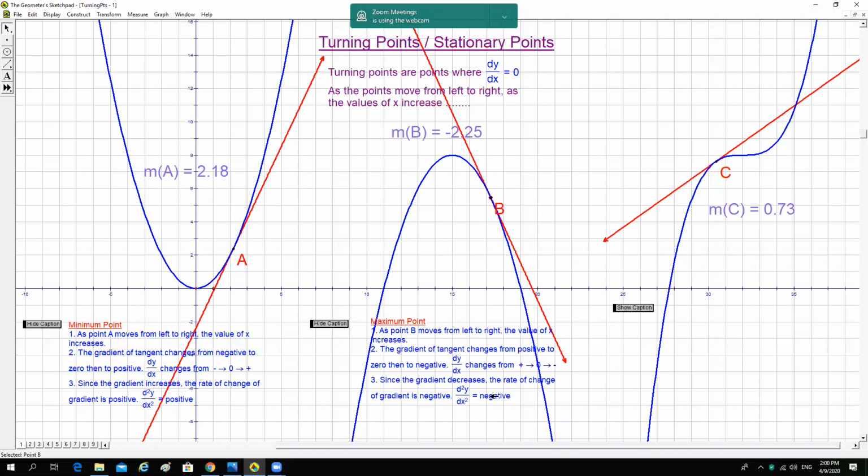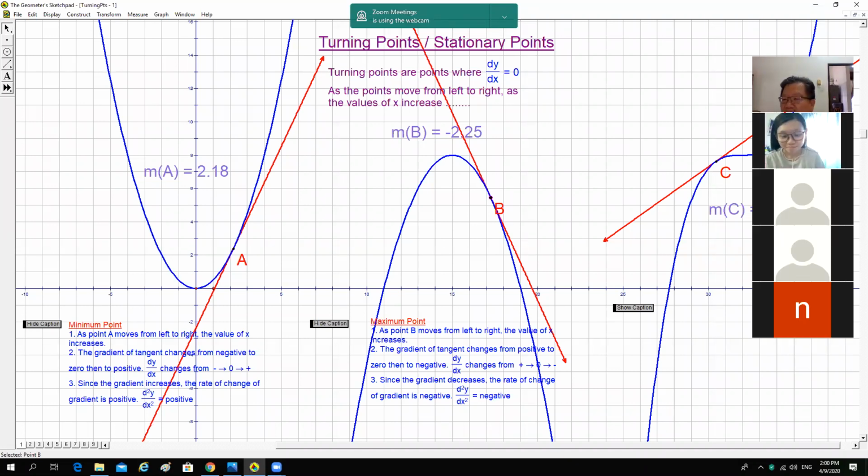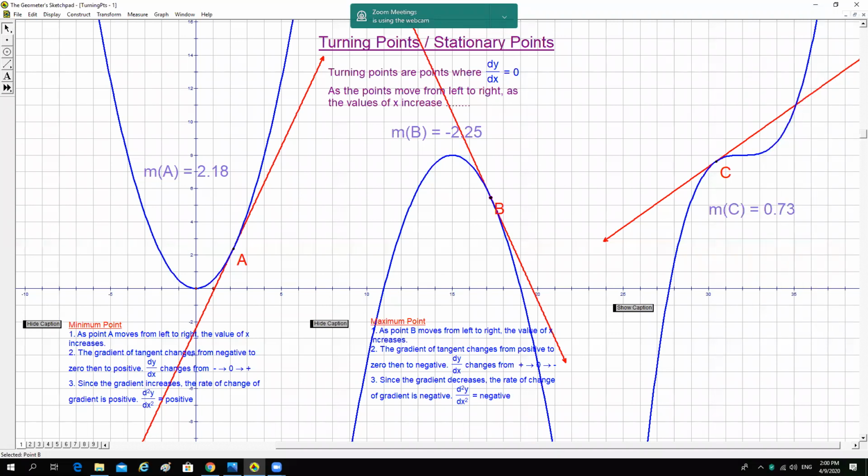Okay. So far, okay or not okay? Who else can I see? Ayn said okay. Where is Liu Ying? Because she wrote a lot of d2y dx squared in her answer. Liu Ying, now do you understand what d2y dx squared is or not? Where's Liu Ying? Offline already.